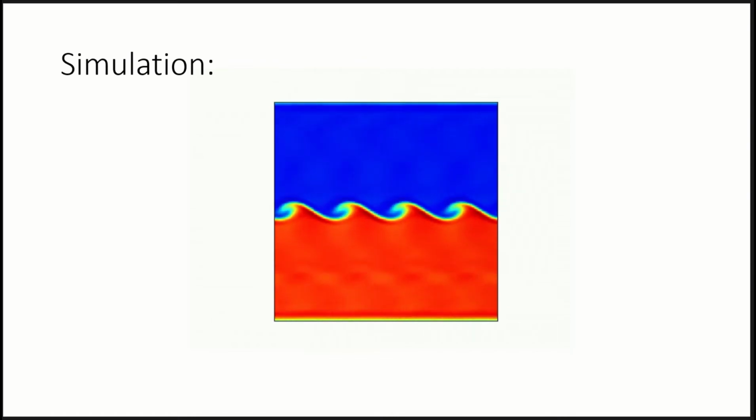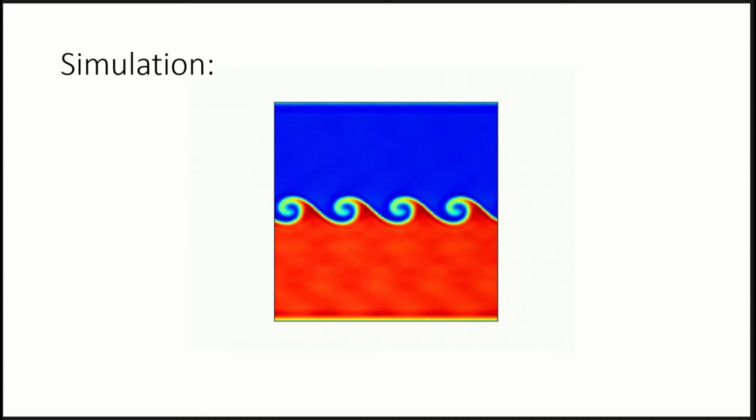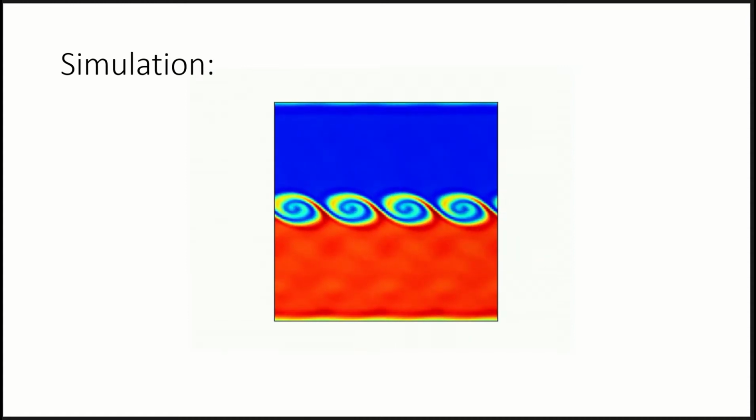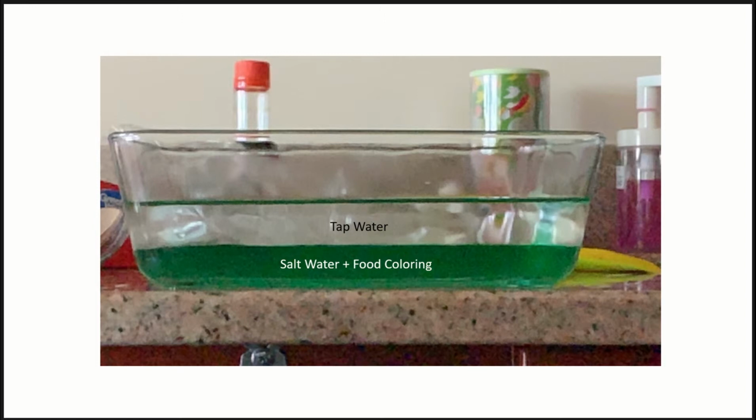This is a simulation of Kelvin-Helmholtz instability adapted from code written in Python. As you can see, the shear at the interface results in the formation of billows after an initial perturbation, very similar to the clouds shown in the previous examples. We can also observe this effect experimentally.